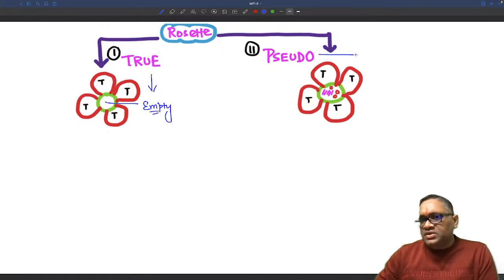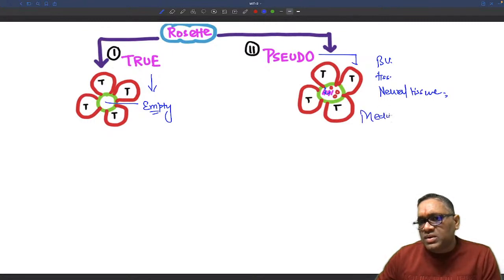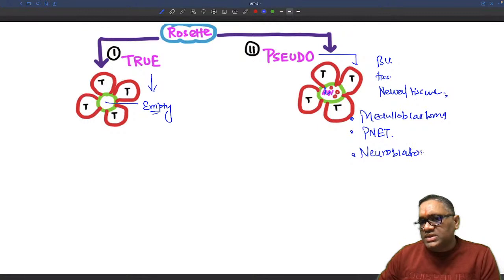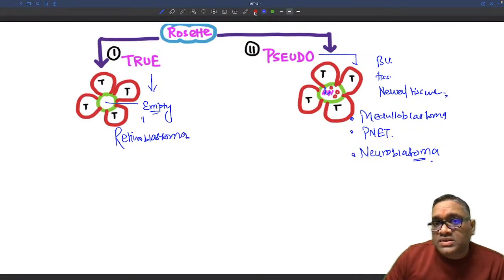So that is the importance. In a pseudo rosette, you will find something in the center, either a blood vessel, some other tissue, or even neural tissue. All these can be present in pseudo rosettes, right? What are examples of the pseudo rosette? Medulloblastoma, primitive neuroectodermal tumor cells, and neuroblastoma are all examples of pseudo rosettes, whereas the true rosette, where the central part will be empty, is seen in retinoblastoma, right? So this entry is retinoblastoma, and in retinoblastoma this rosette is called the Flexner-Wintersteiner true rosette.